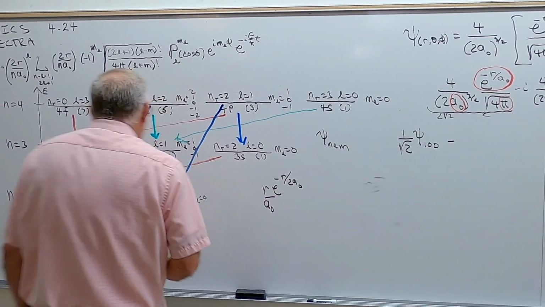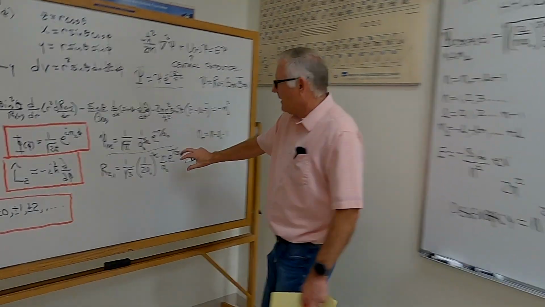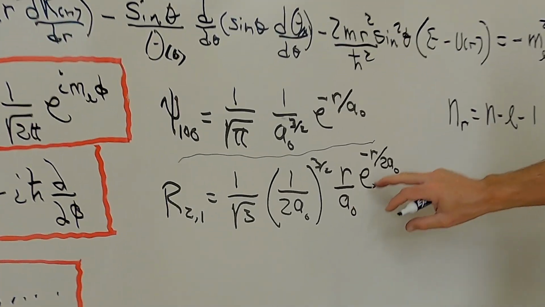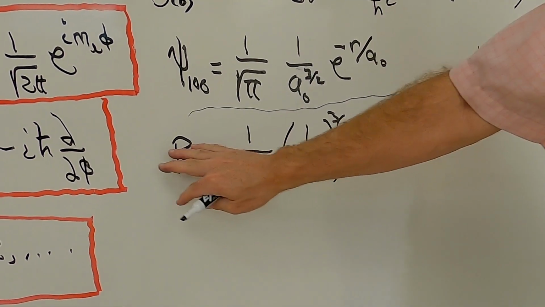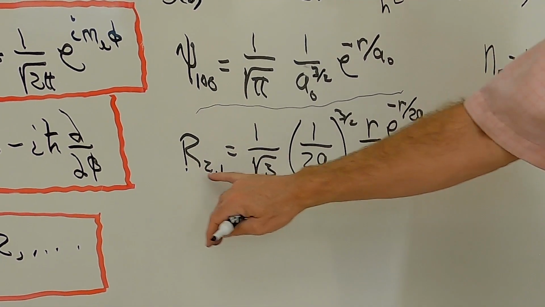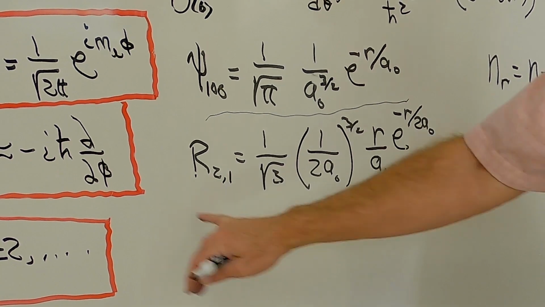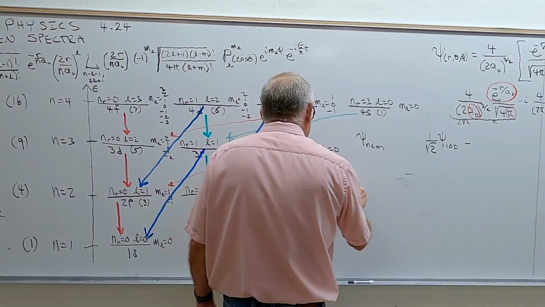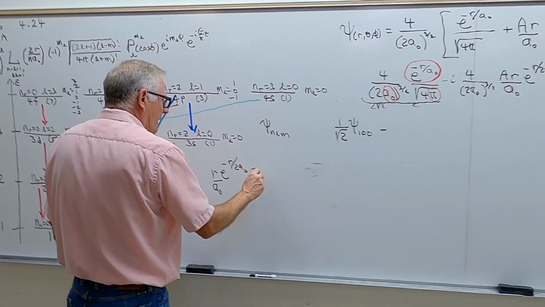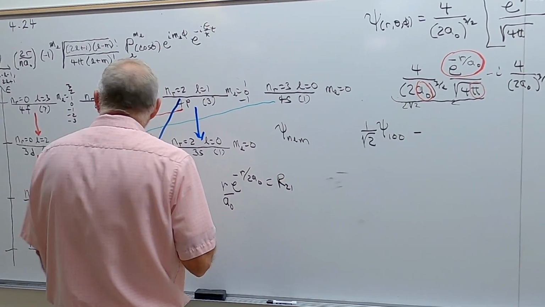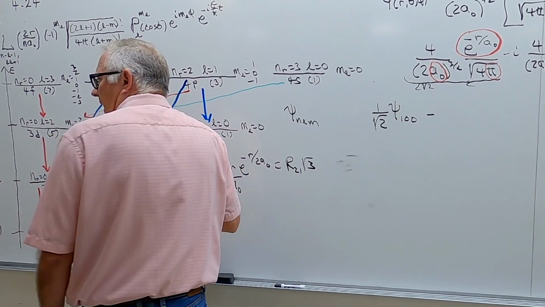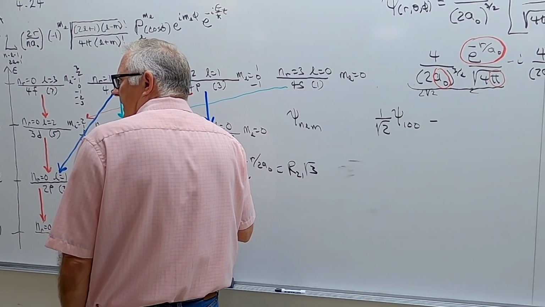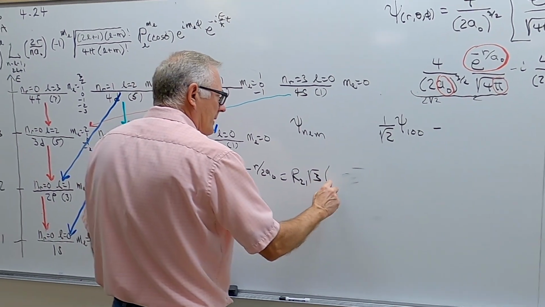From this equation, that means that's just this right here, r over a naught e to the minus r over 2a naught. It looks like I'll just put this stuff over here, and it's R 2 1 times the square root of 3, and then put that down below. So this is R 2 1. We're going to move the square root of 3 over, and we're going to bring the 2a naught to the 3 halves on the top.